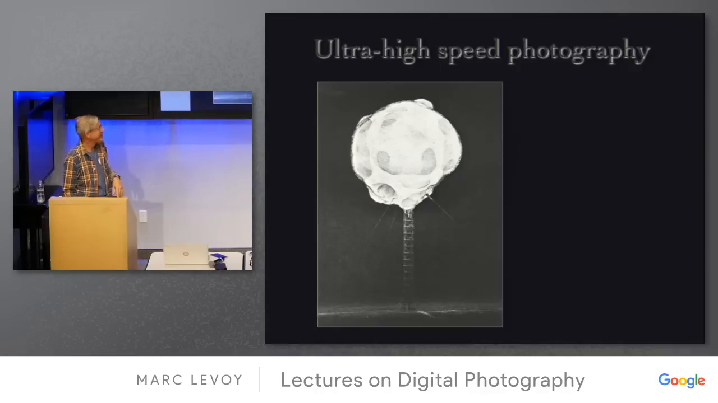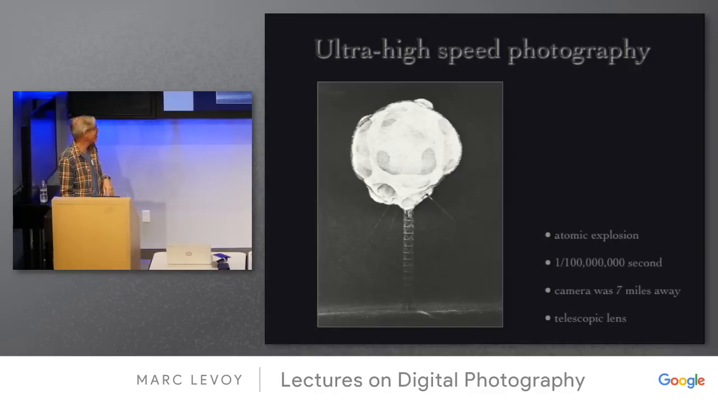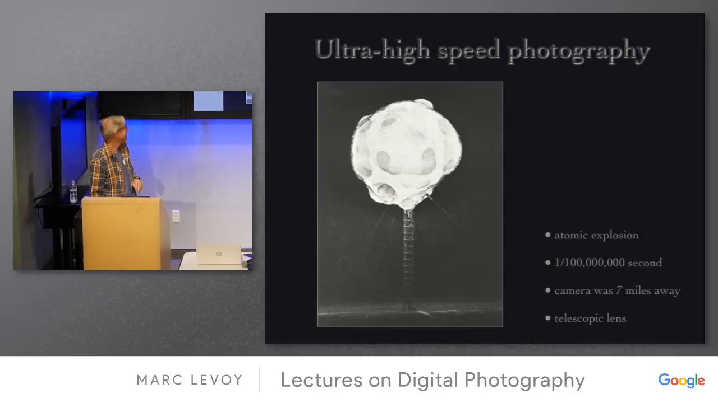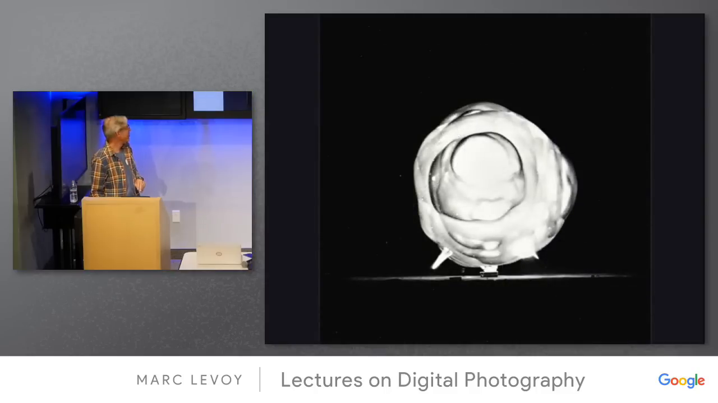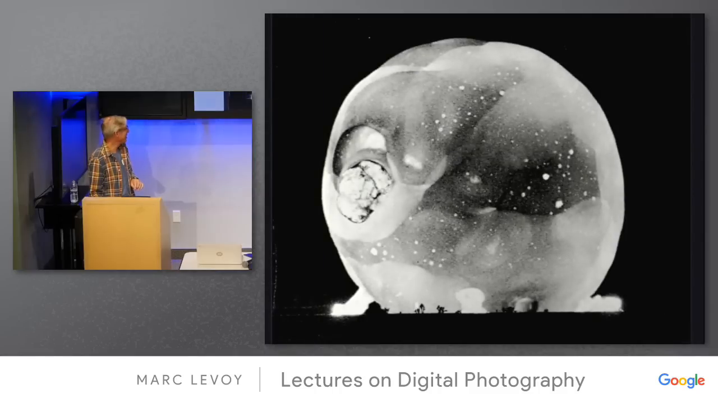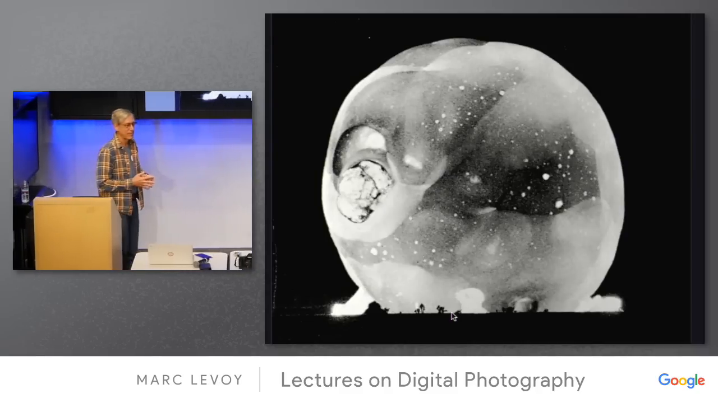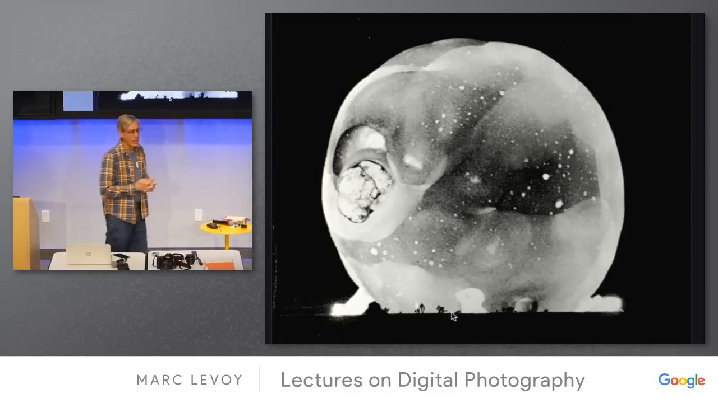Atomic explosion. A very, very short exposure time. The camera was 7 miles away with a telescopic lens. More atomic tests. This is kind of creepy looking, isn't it? Like super creepy looking. Obviously those Joshua trees are about to be toast. I don't see how the strobe would work on an atomic test. Well, you don't need it for that.